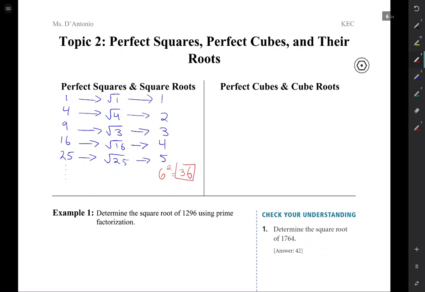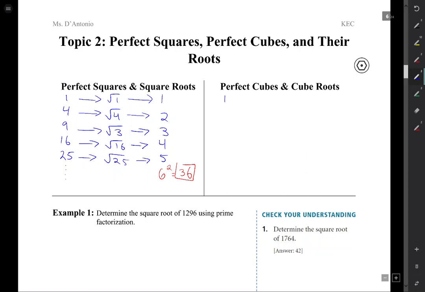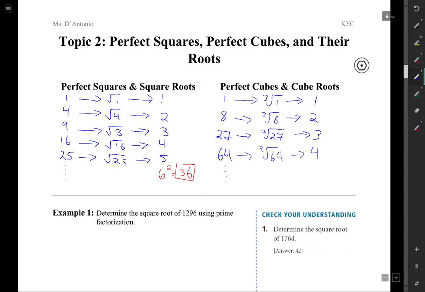Now we also have perfect cubes, and those are the ones where we could take the cube root of the number and get a whole number. So for instance, 1, 8, 27, 64, and so on are all perfect cubes. And the reason for that is we can take the third root of the number and get a whole number. So the third root of 8 gives us 2. The third root of 27 gives us 3. And the third root of 64 gives us 4. And there's an infinite amount of these, so we can go on forever and ever and ever.